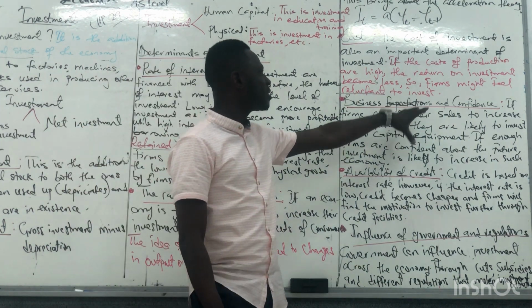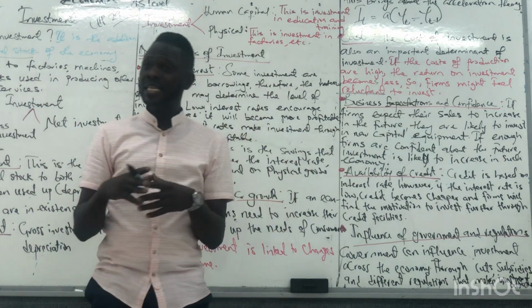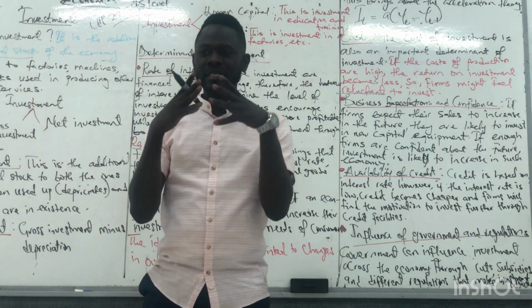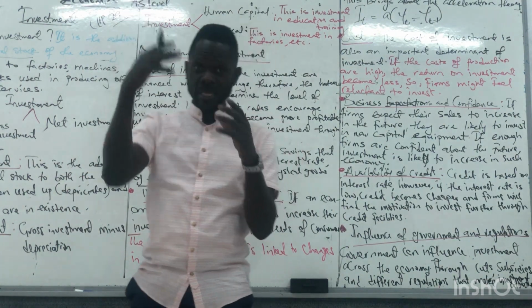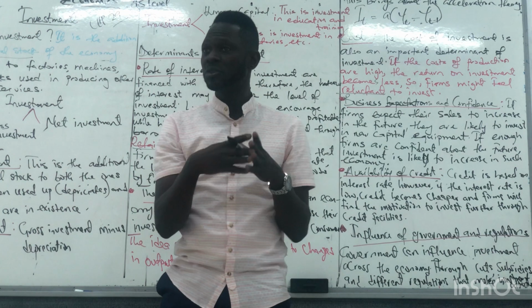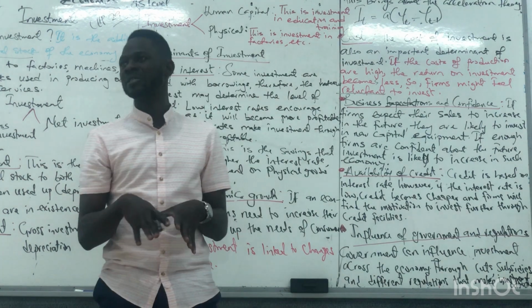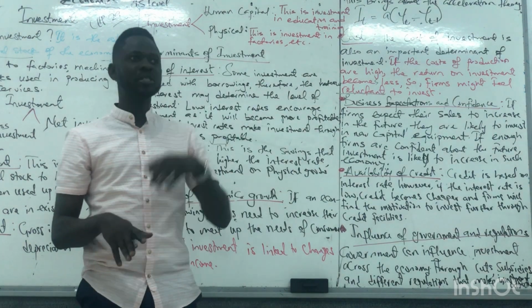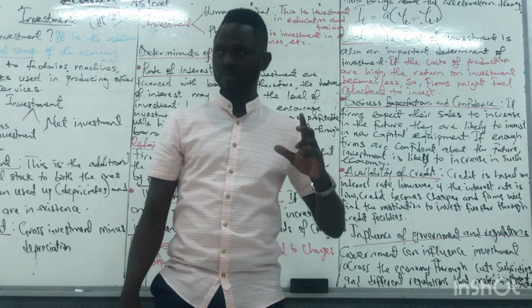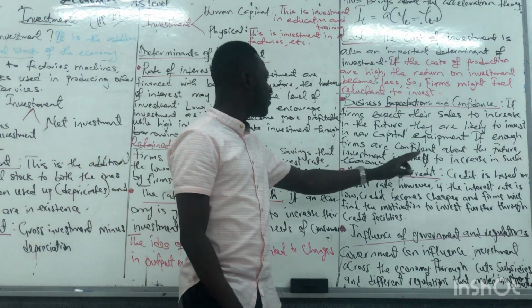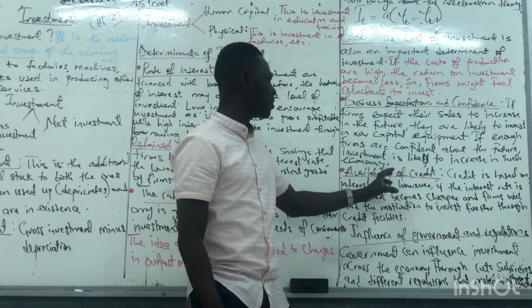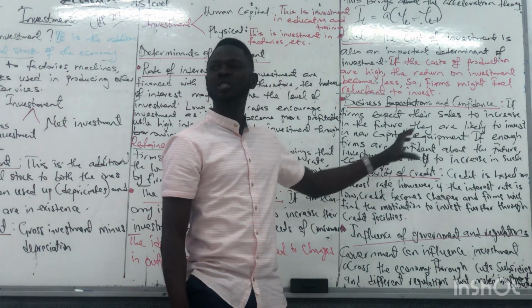Then business expectations and confidence. If businesses are expecting that sales will increase in the future, they will invest more in capital goods now. They will invest more because they know in the future they're going to sell more. Also, if enough firms are confident about the future, investment is likely to increase in such an economy.